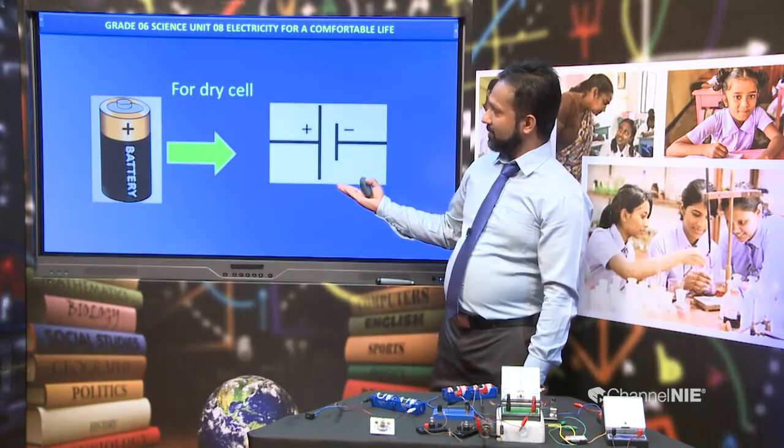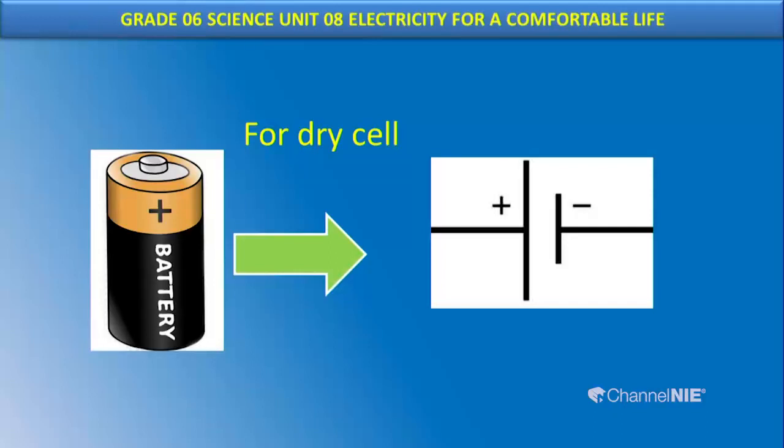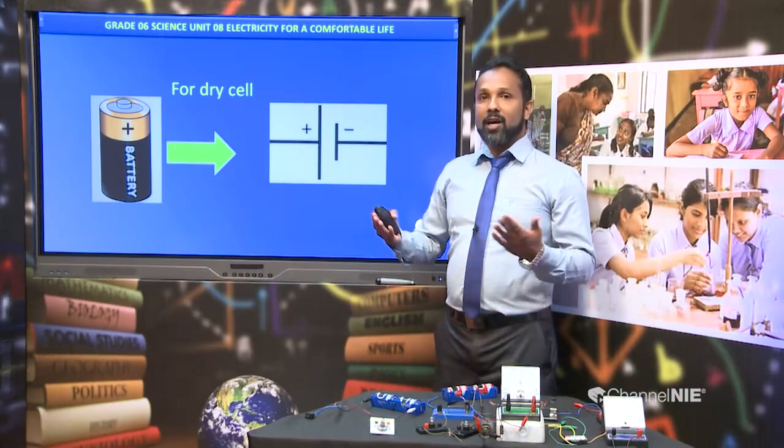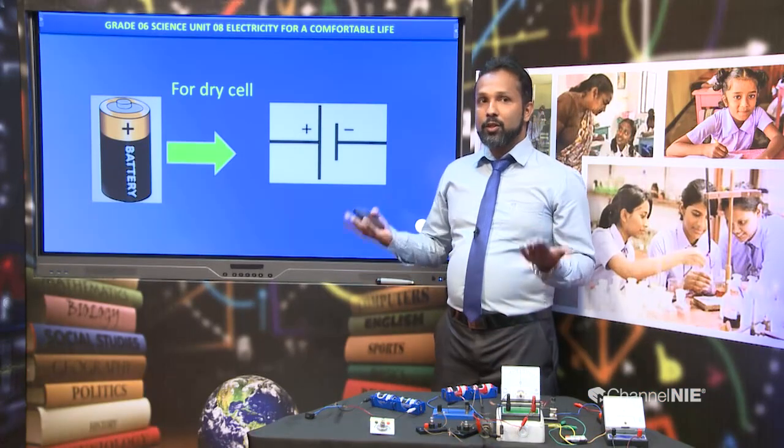For a dry cell, without drawing a dry cell, we can just draw this symbol. This symbol consists of a longer line and a shorter line. The longer line represents the positive terminal of the dry cell. The smaller line represents the negative terminal of the dry cell. So, this is how we represent the symbol of the dry cell.